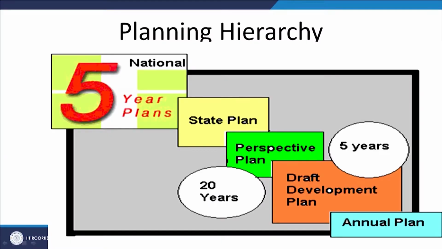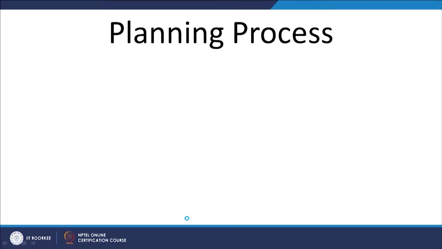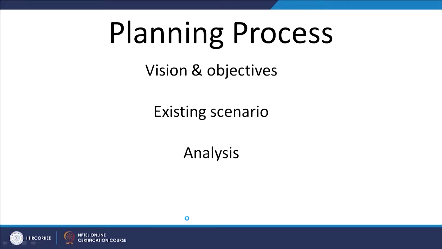So, this we have already discussed. This is basically the hierarchy from top to bottom, from the central government to the local level government. Now, let us discuss the planning process. First I will discuss the planning process in principle.